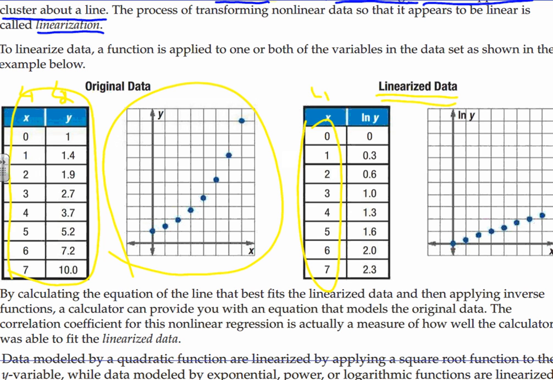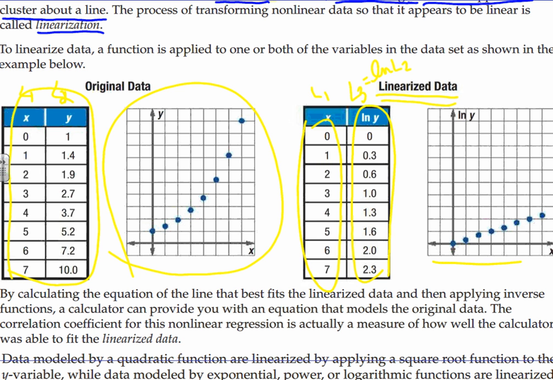But this would not be list 1 and list 2, which we've already used. So this would be list 3, and we would define list 3 as the ln of list 2. We'll do that in a minute with a different example. We find the natural logarithm of that data, and it will just dump all of that in. You do not have to do that one character at a time. It will do that for the whole thing.